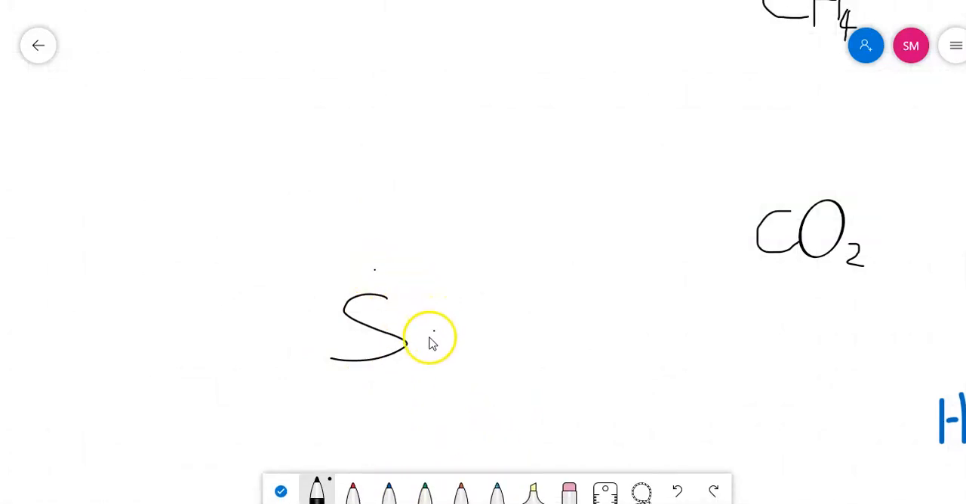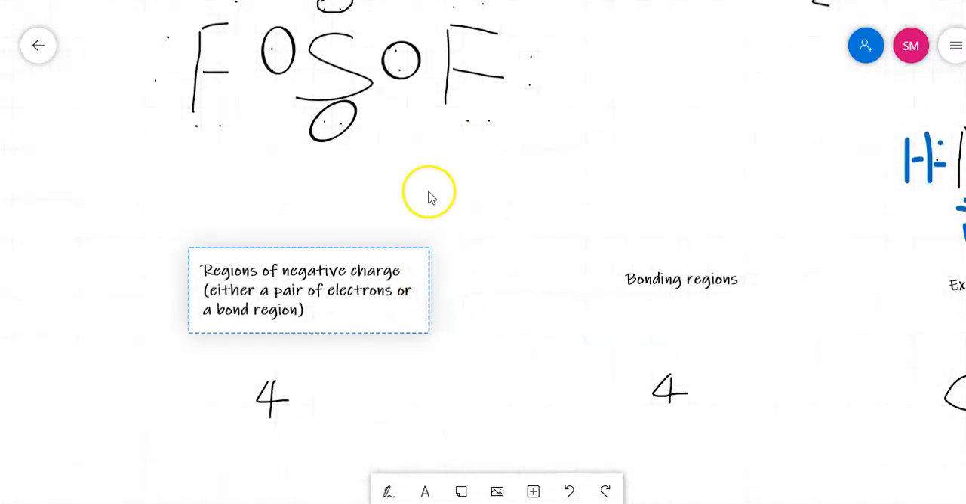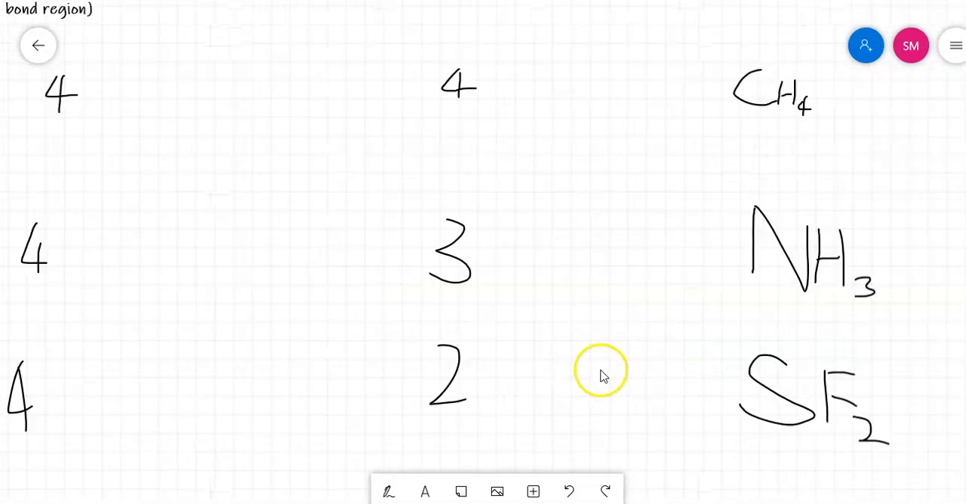So we can draw the electrons around sulfur like that. And the fluorine has got 7 electrons. It's in group 17, so we know it's got 7 electrons in its outer shell. 4, 5, 6, 7. And then this fluorine has got 1, 2, 3, 4, 5, 6, 7. So sulfur difluoride looks like this. We've got the 1, 2, 3, 4 regions of negative charge, and 2 of those regions are involved in bonding. So we've got 4 regions of negative charge, 2 bonding regions. That's exactly what we've shown there.